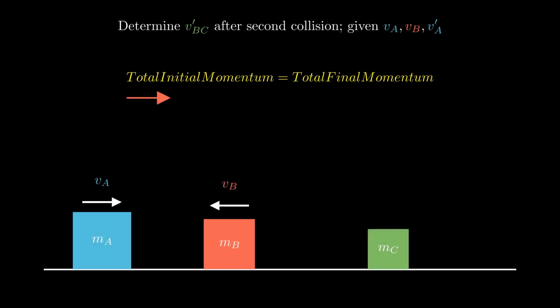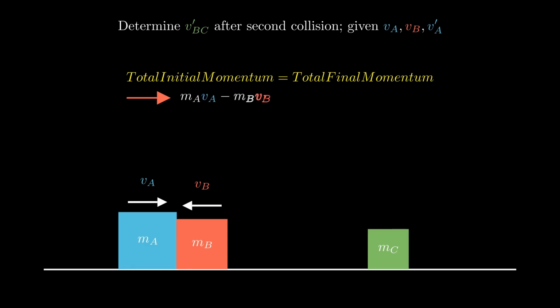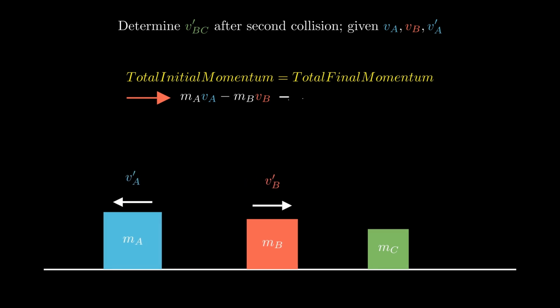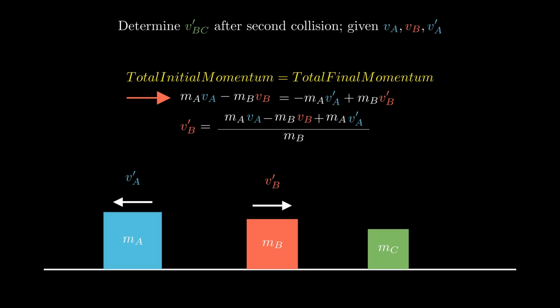Initially, before the collision, the total momentum is MAVA minus MBVB. And after the collision takes place, the total momentum becomes minus MAVA prime plus MBVB prime. Then we just solve this equation to determine the velocity of mass B after the collision.